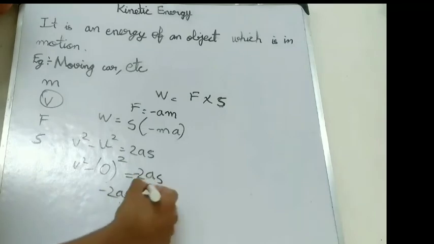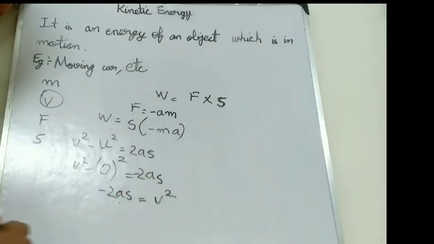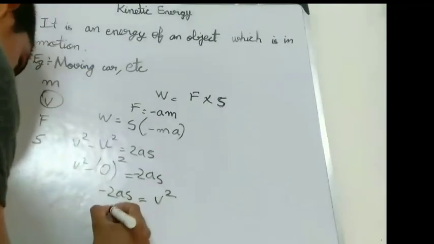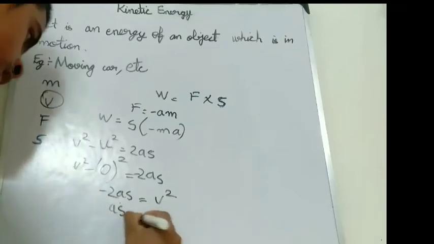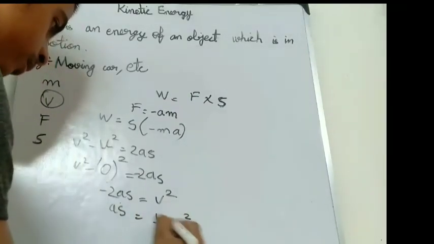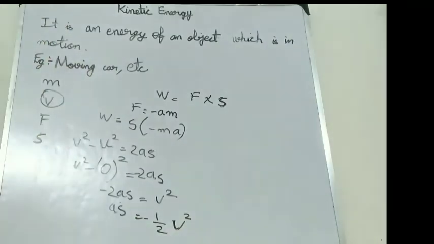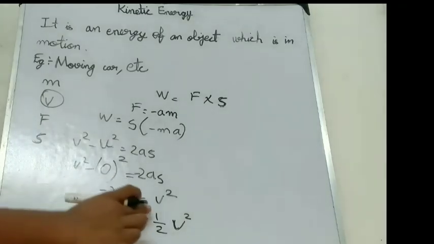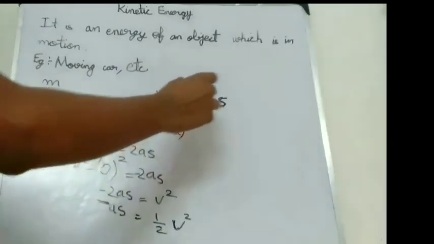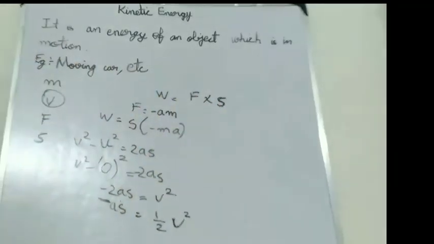Now minus 2 will go to the other side, it will become minus 1 by 2, because it's in multiplication, not addition or subtraction. Please don't get confused. as is equal to minus 1 by 2 v square. We can keep it like that, but it's better to keep the minus over here itself because here it is minus as.